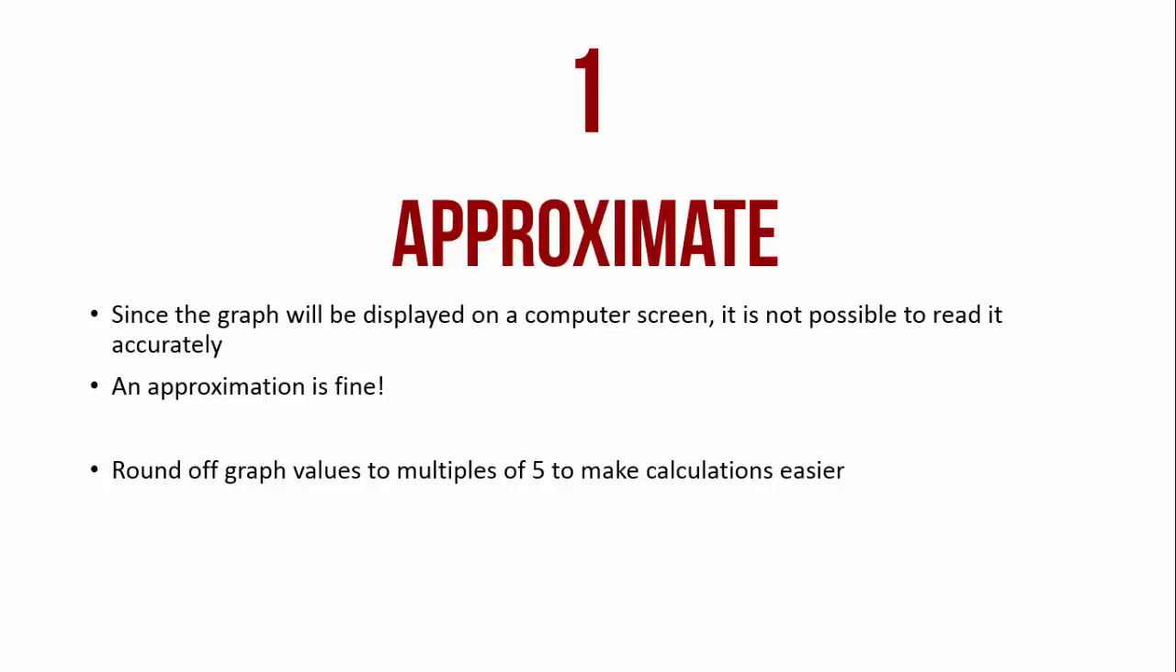Therefore, rounding off of values is perfectly acceptable. To make things easier, round off numbers on the graph to the nearest multiple of 5. For example, if something looks like 34, approximate it to 35. This will make your calculation simpler and you can solve the problem faster.